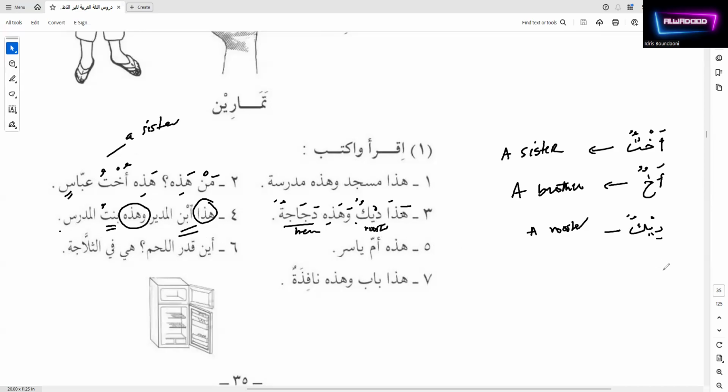هذه أم. أم with a shadda. أم means a mother. So أم is a biological title, or biological signification. So we have to say هذه أم. This is a mother.